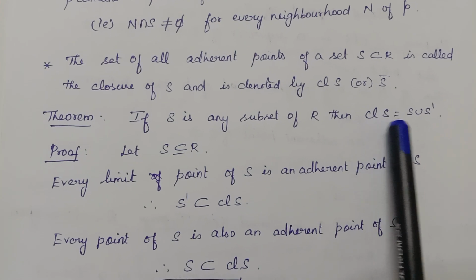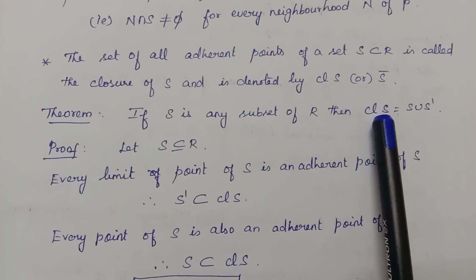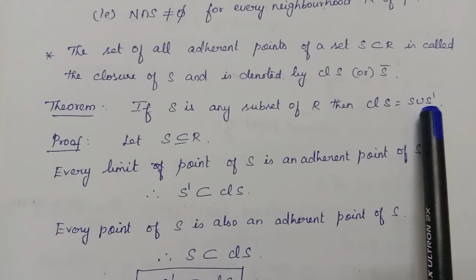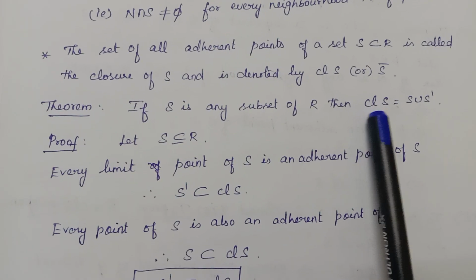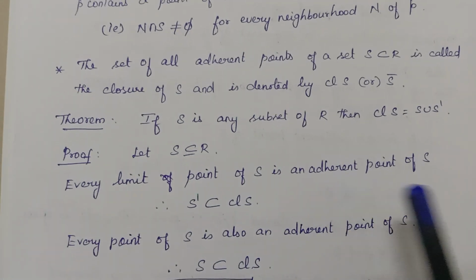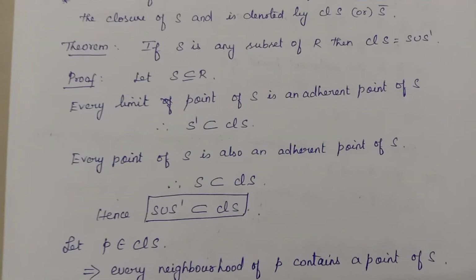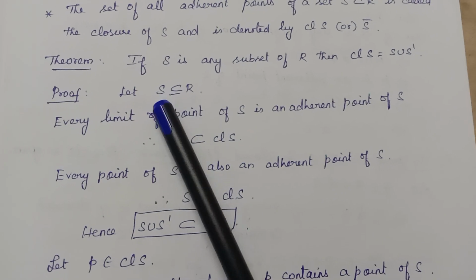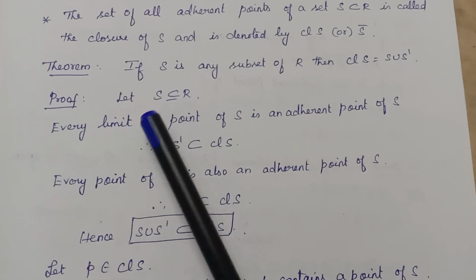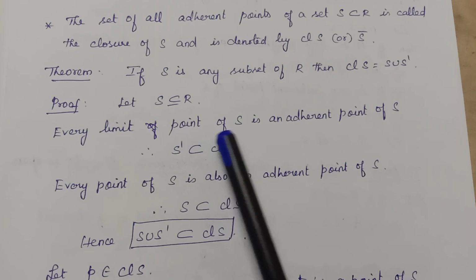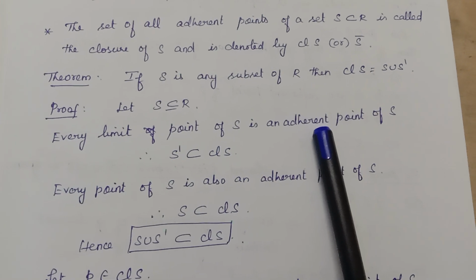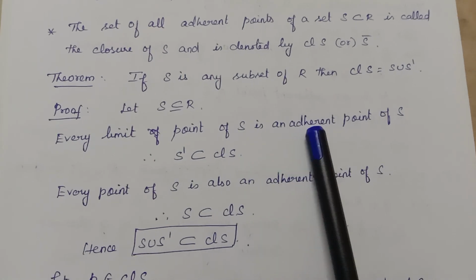So for proving two sets are equal, how do you prove? First you prove the left hand side is a subset of the right hand side, and then you prove the right hand side is a subset of the left hand side. In that same way I am going to prove closure of S equal to S union S dash. So let me consider a set S in R. See, every limit point is also an adherent point. By the definition of limit point and adherent point, what do we conclude? Every limit point is an adherent point.